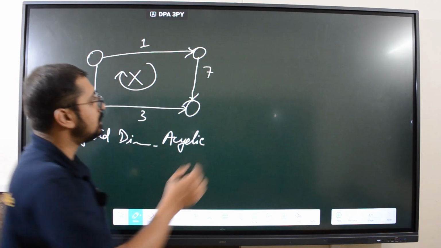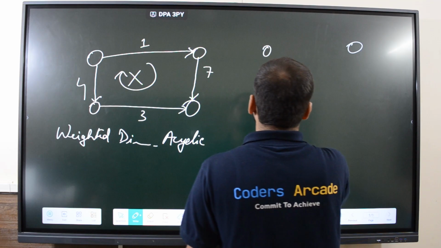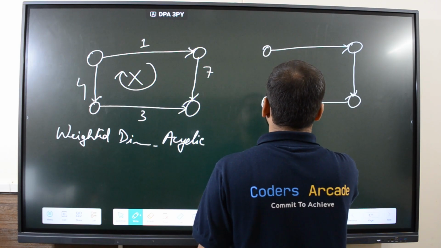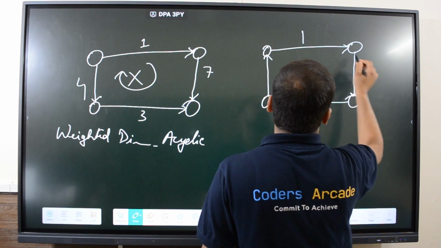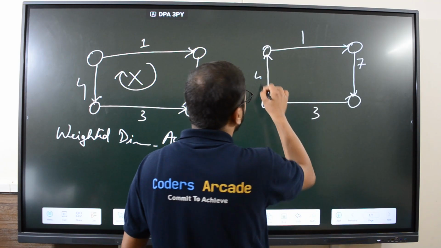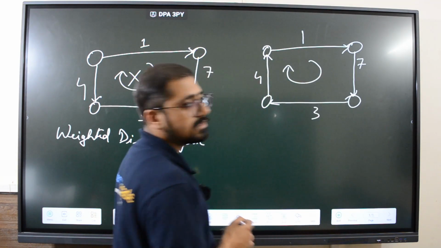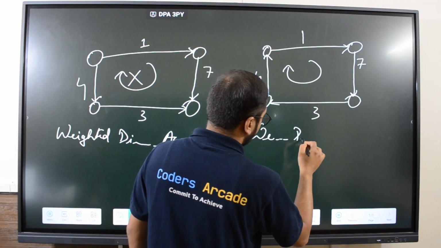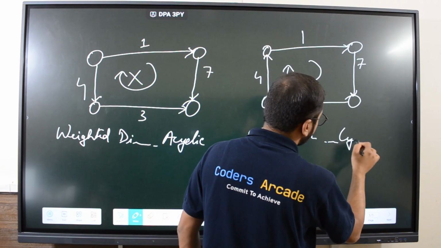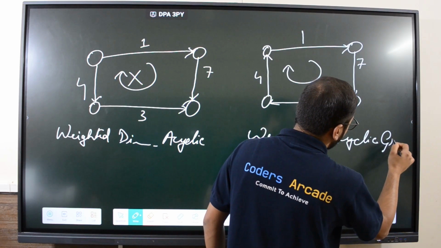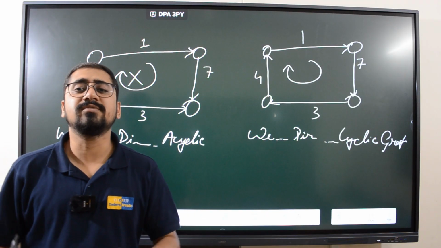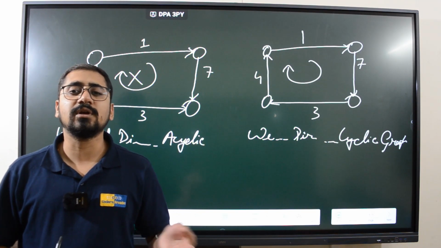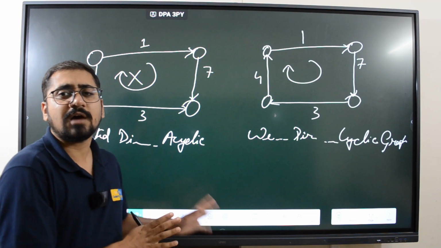Now similarly, if I take these 4 edges and the directions are given as such, and the weights are the same, 1, 7, 3 and 4, here we can see a cycle is formed, right? So this one now becomes a weighted, directed, and also a cyclic graph. So these are the different classifications of how we can define them. It is not that we have only 1 or 2 kinds of graphs. Any different kind of graph can be formed here.